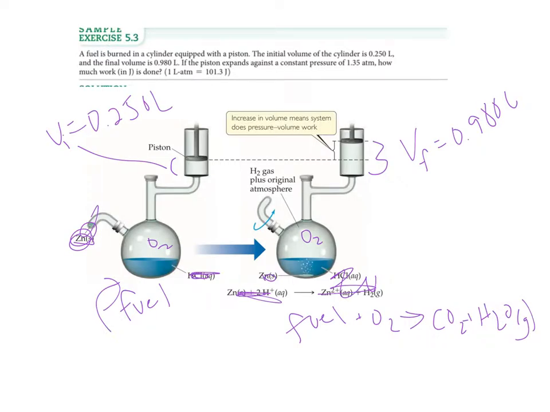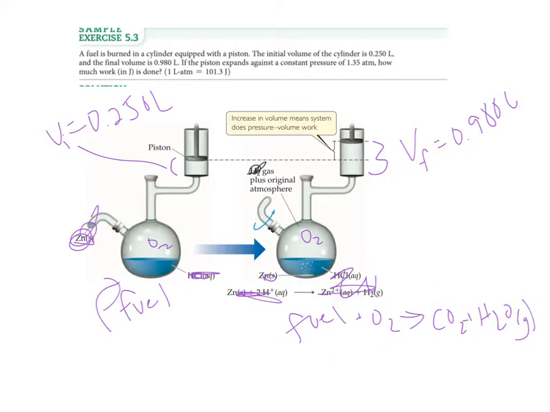In this sample problem, we're going to think about work. It tells us a fuel is burned in a cylinder. The cylinder is equipped with a piston. We have pictures of this. I've added a picture to help us here. We're burning a fuel in our flask here. Here's our fuel. We have oxygen in there. We're going to burn it. When something combusts or burns, it makes carbon dioxide gas and water gas.